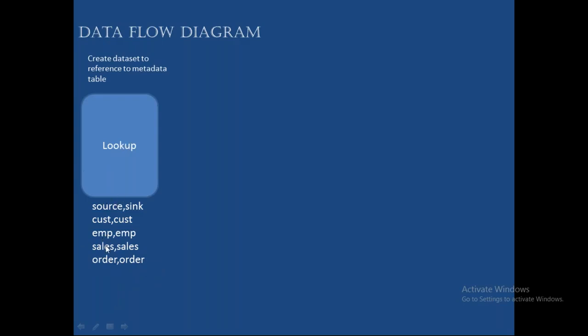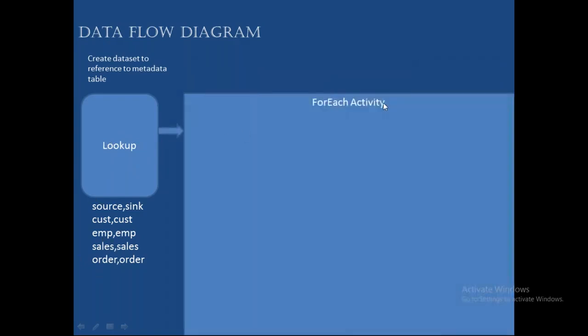So I will keep all this information in my metadata table. When I read my metadata table using the lookup activity, I will get all these results. Then I will pass this result to the ForEach activity. How will you pass it? With the expression @activity('Lookup').output.value.